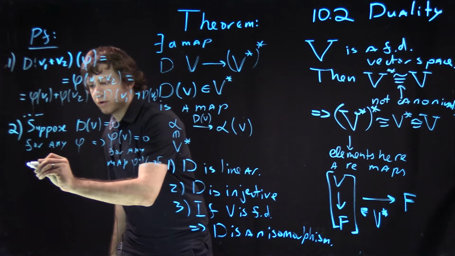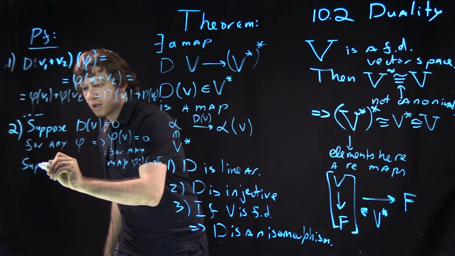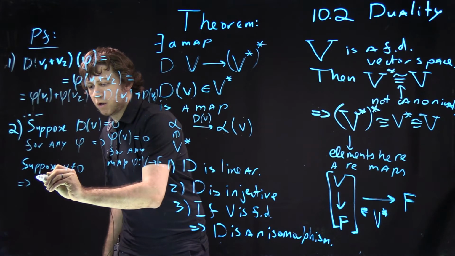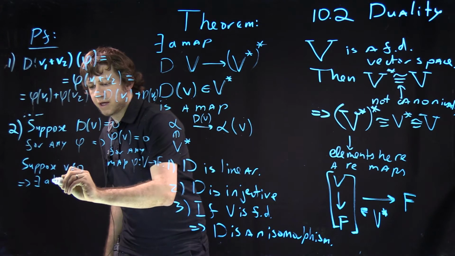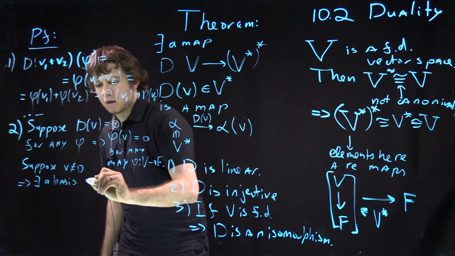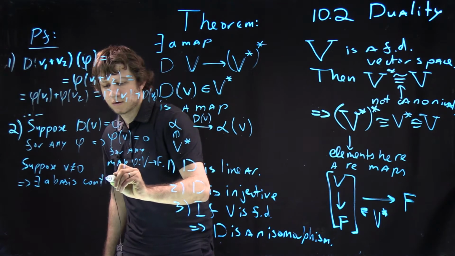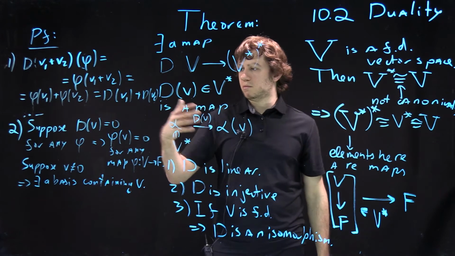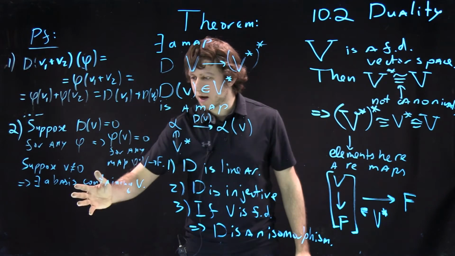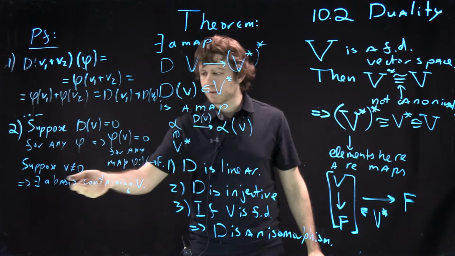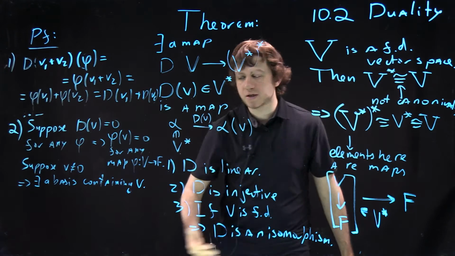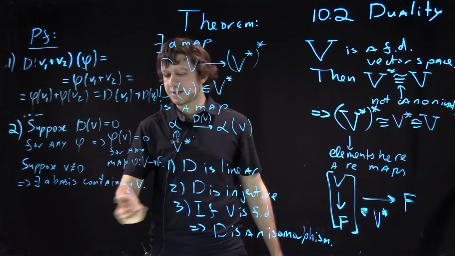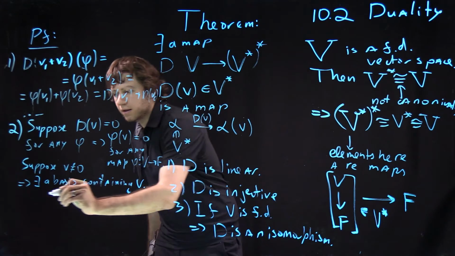So suppose v is not 0, then there exists a basis containing v. This is just because every basis of a subspace, in particular the subspace generated by one vector, can be extended to a basis of the whole space. Notice that formally we proved this only for finite dimensional vector spaces, but I said that it is true in general.